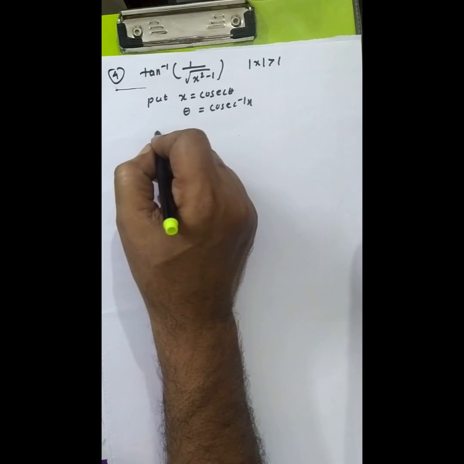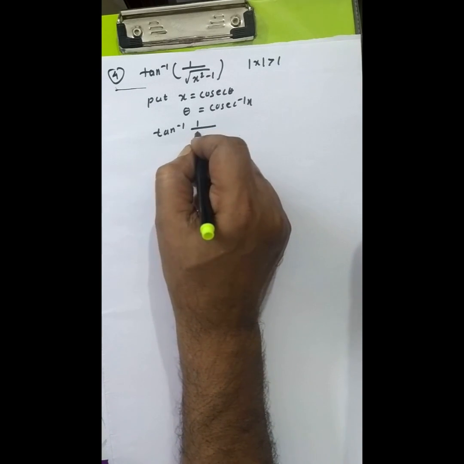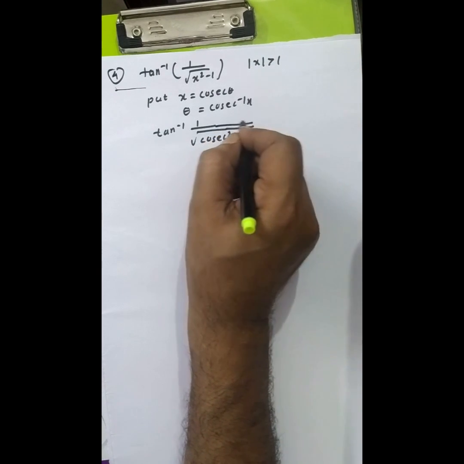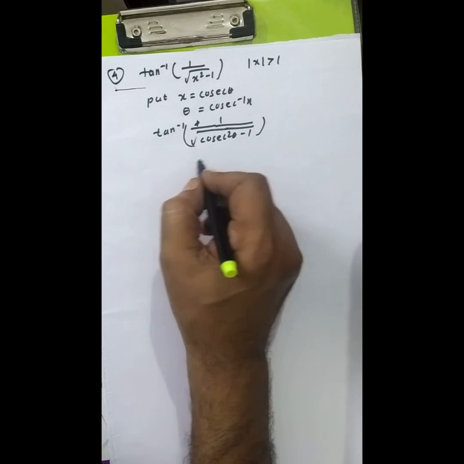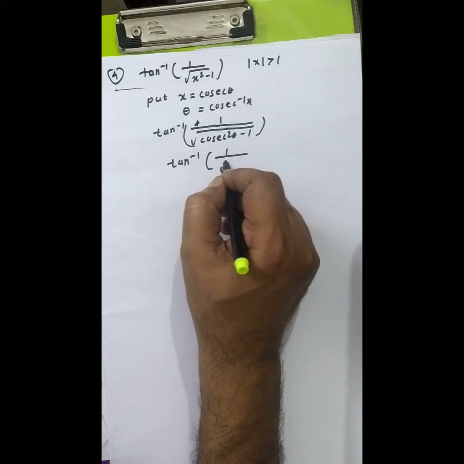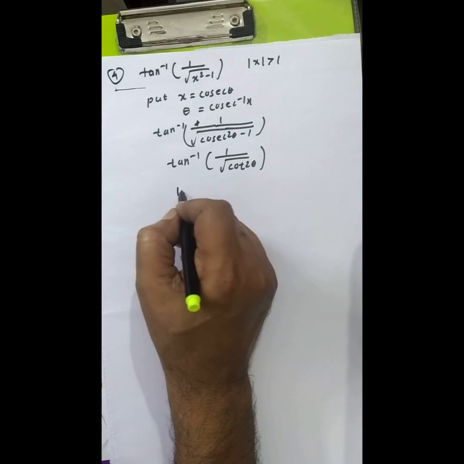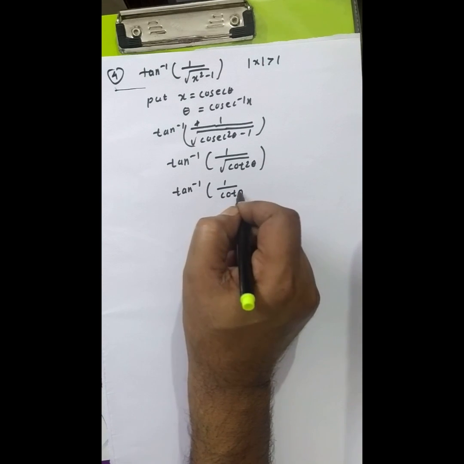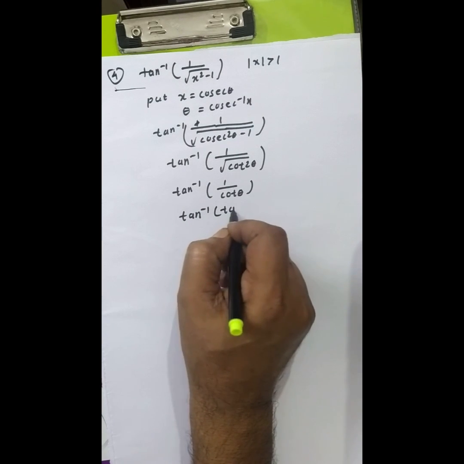So what happens to the given sum? Tan inverse of 1 divided by root of cosec square theta minus 1. So it will be tan inverse of 1 divided by root of cot square theta, as cosec square theta minus 1 is cot square theta. So it is tan inverse of 1 upon cot theta. What is 1 by cot theta? 1 by cot theta is tan theta. So it is tan inverse of tan theta.